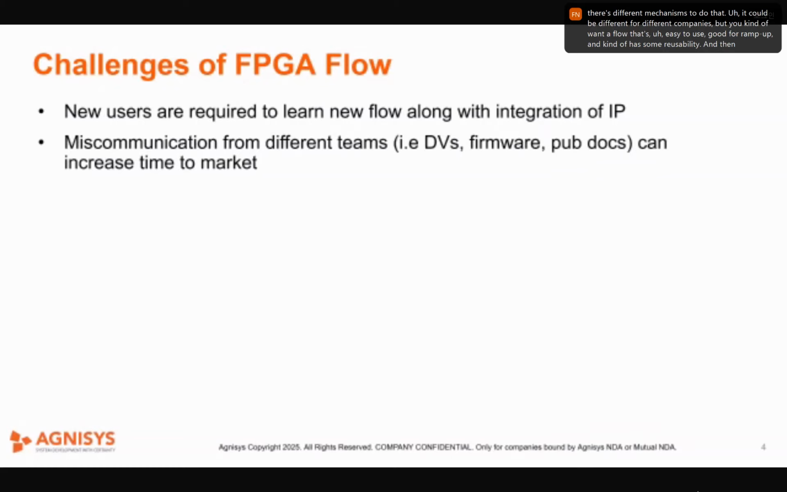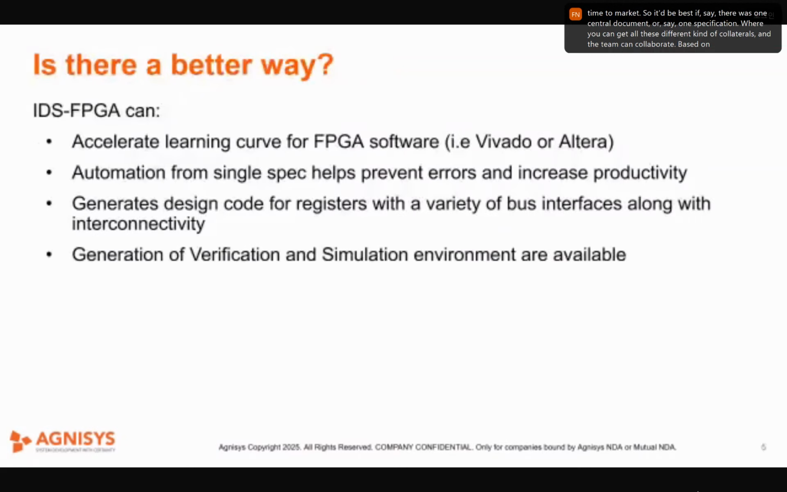And then the next thing is that when it comes to the process, there are going to be different teams, so there could be miscommunication between them. You have your DVs, you have your software firmware team, and some people that are just allocated to looking at the documentation. If there's miscommunication between these different silos, that can increase the time to market. So it'd be best if there was one central document, or one specification, where you can get all these different collaterals and the teams can collaborate based on this one spec.